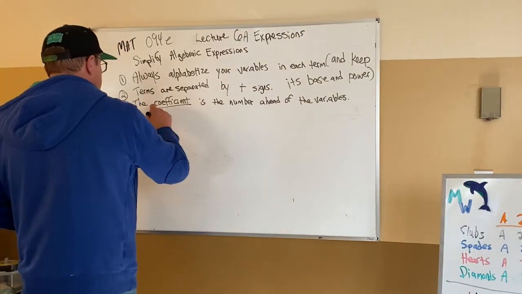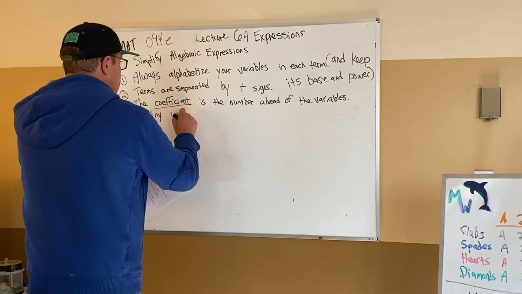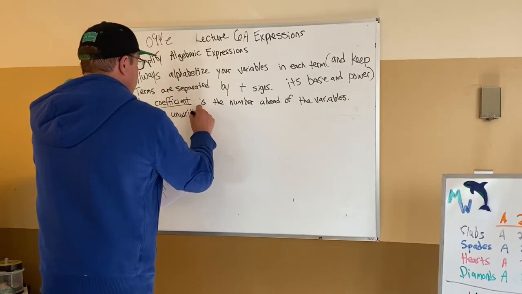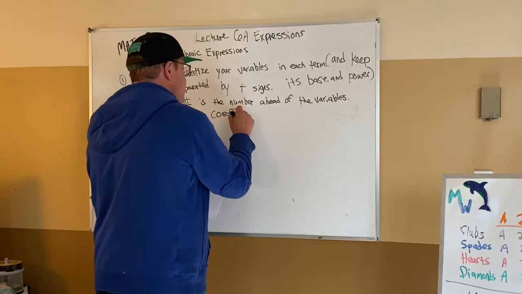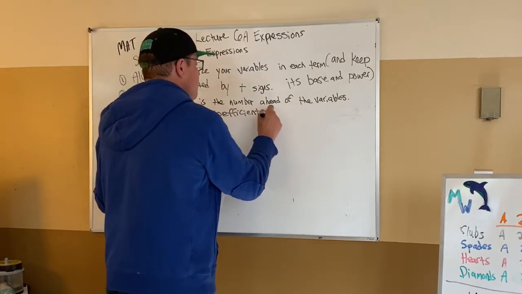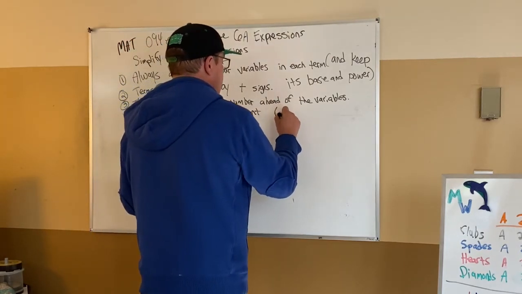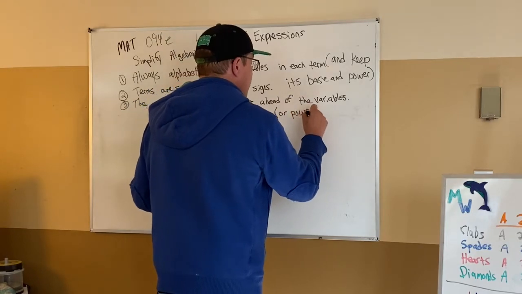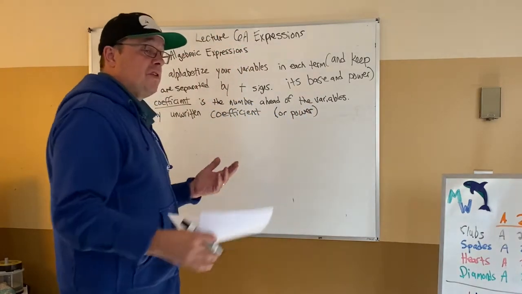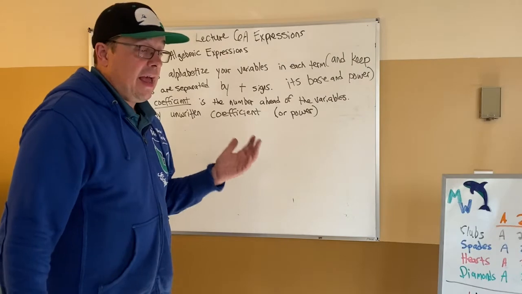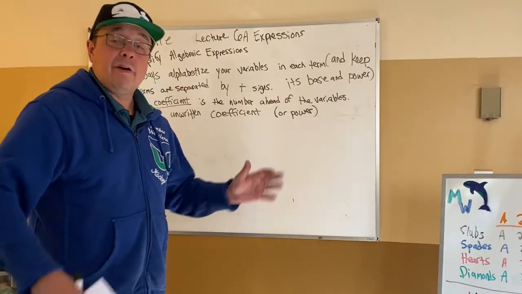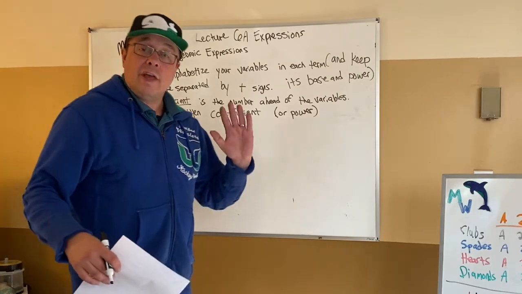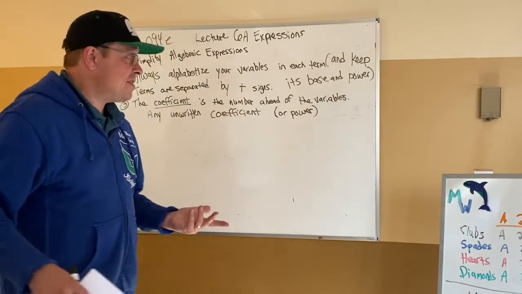Any unwritten coefficient, just like any unwritten power, or power, right? If you don't see a written power, then the power is 1. If you have 1 of something, you don't say, hey, I have 1 car. You might say, I have a car. Some people even say, I have car, right? Depending on the language. You have 1. If you have more than 1, you got to say so.